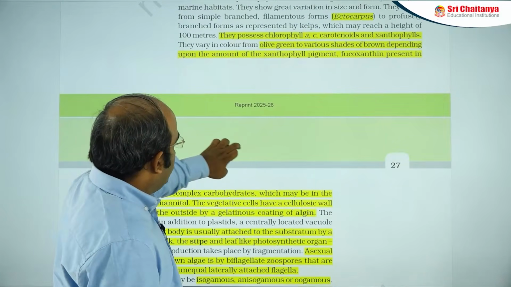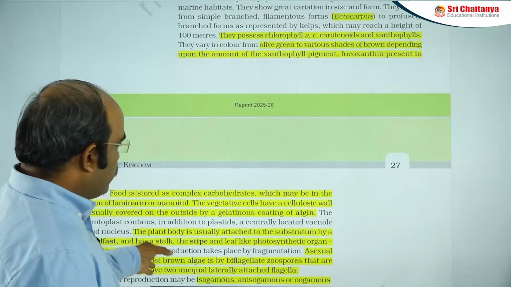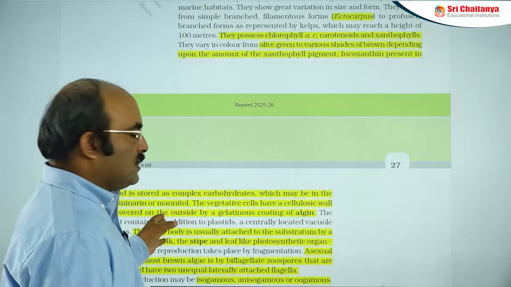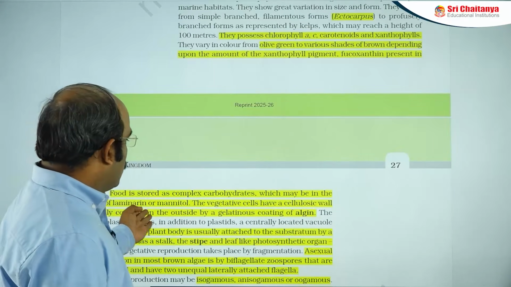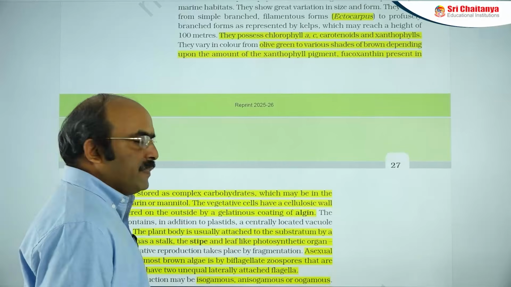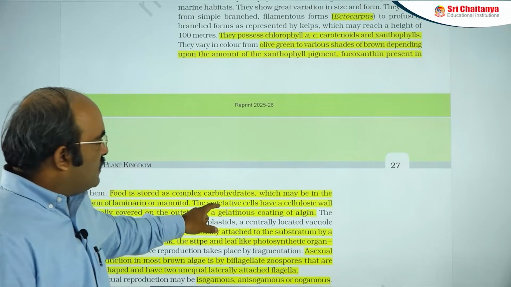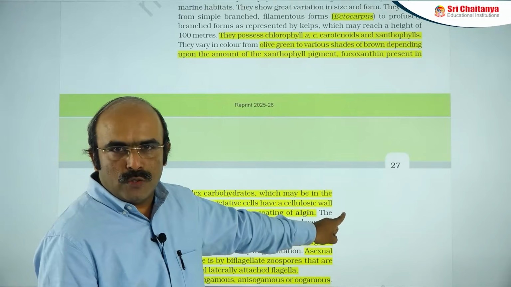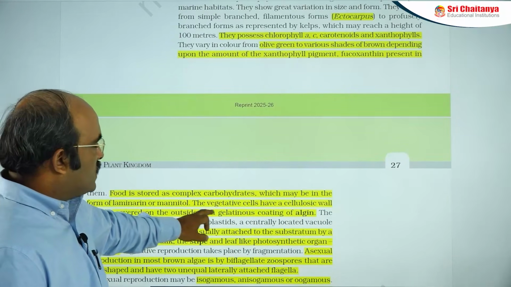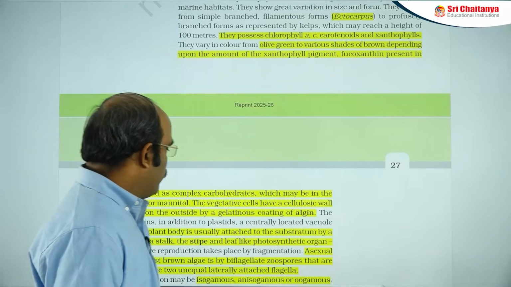Now, when you observe the importance of these brown algae, the complex form of food which you observe here is nothing but a complex carbohydrate called laminarin or mannitol. And coming to the cell wall layers, you could see that the vegetative cells have a cellulosic cell wall, usually covered on the outer side by a gelatinous coating of algin.